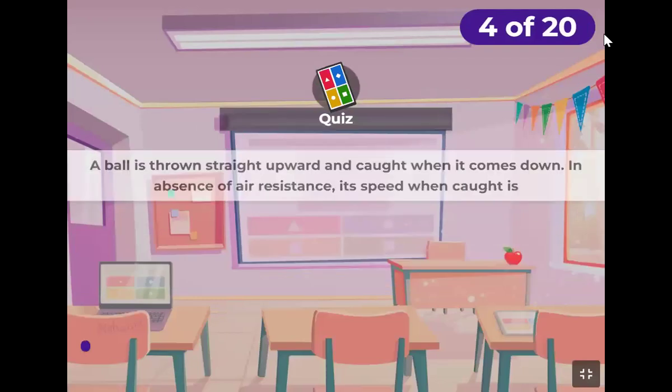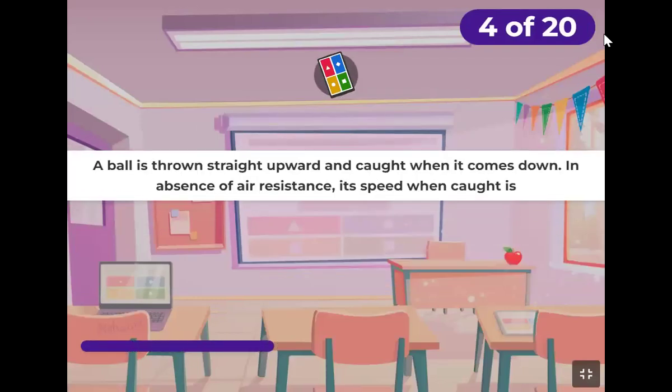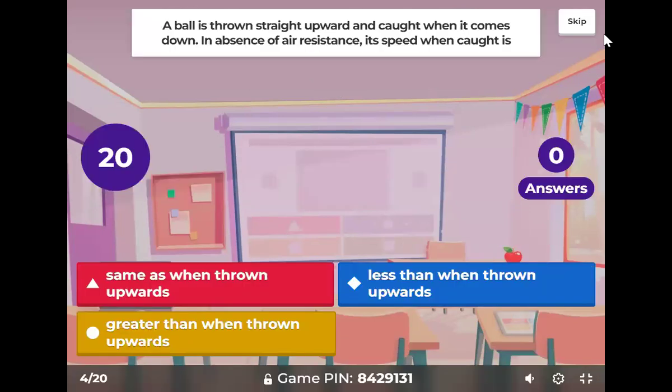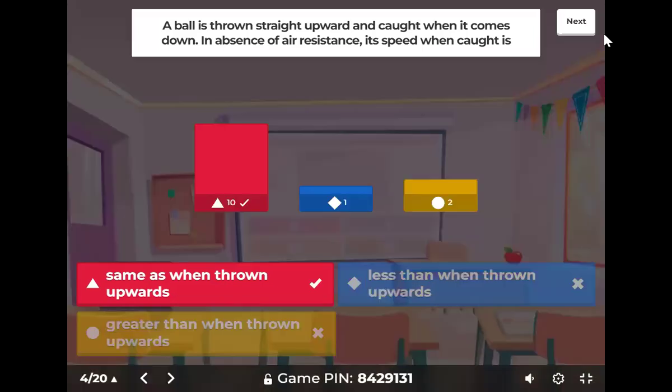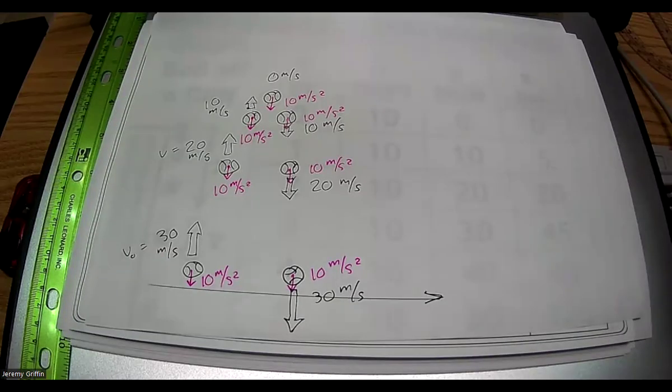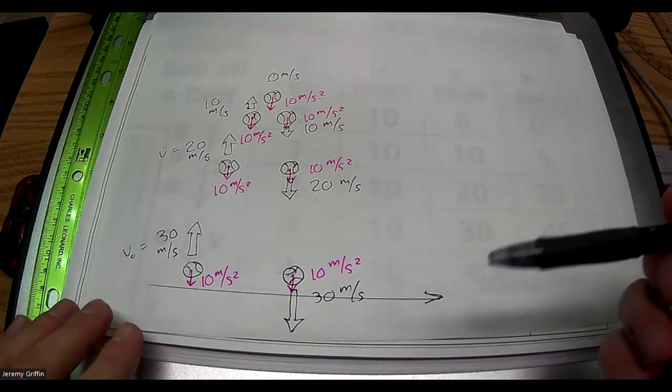All right. So a ball is thrown straight upward and is caught when it comes back down. In the absence of air resistance, its speed when caught is... there you go. Yeah, the same as when you threw it. Notice it says speed, so independent of direction. One way it's going up, the other down, but the magnitude of velocity, which is the speed.